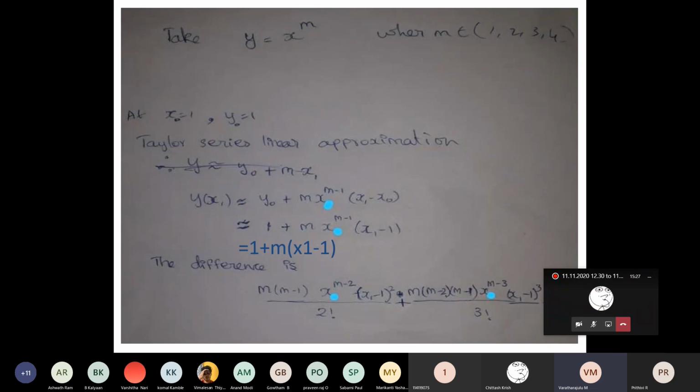So the difference, we can see the difference will be the balance part of the Taylor series. So that is written there lastly. So we can see that it depends directly on m. Next slide.